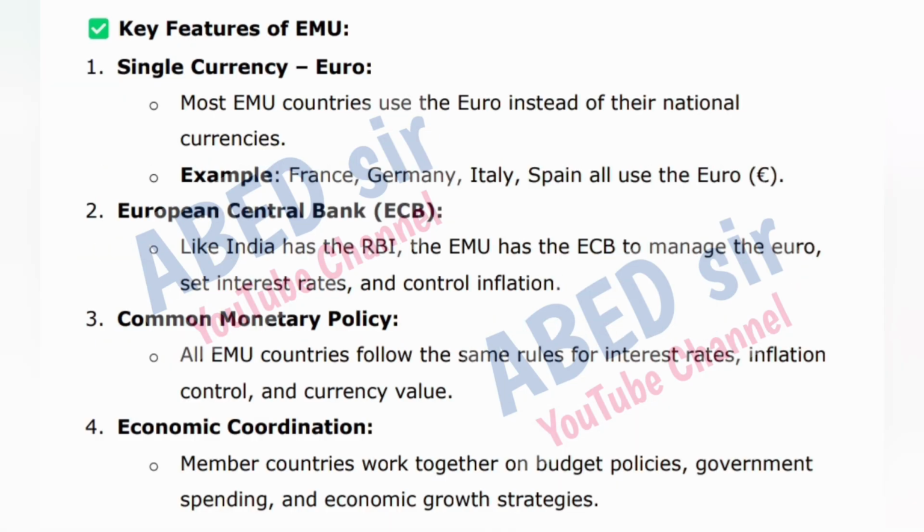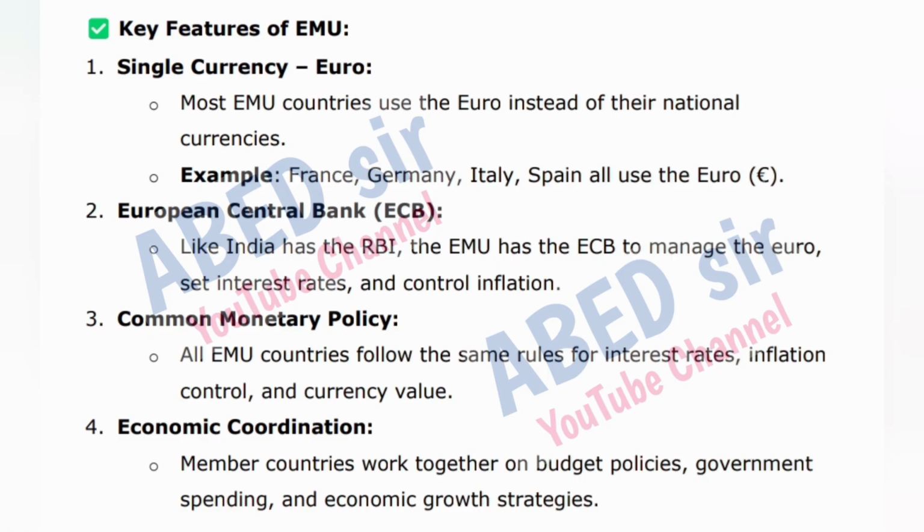Key features of EMU. 1. Single currency, euro. Most EMU countries use the euro instead of their national currencies. Example, France, Germany, Italy, Spain all use the euro. 2. European Central Bank, ECB. Like India has the RBI, the EMU has the ECB to manage the euro, set interest rates, and control inflation.